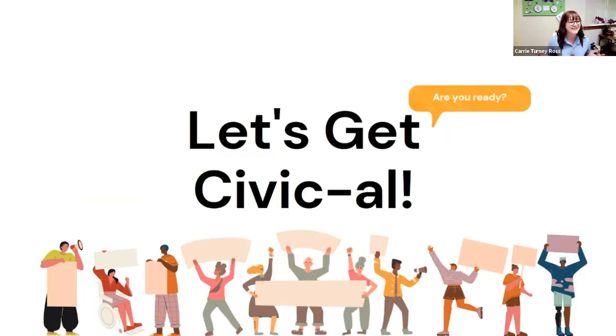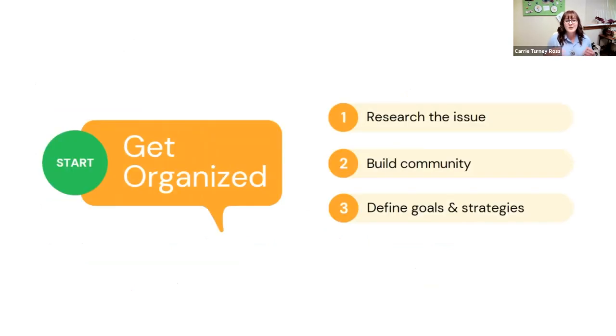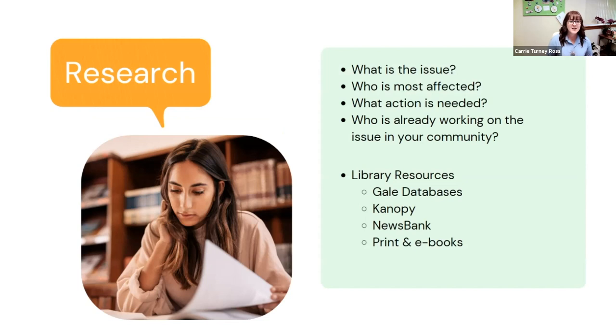So let's get civical. The first thing you need to do, this is where you should always start, get organized. You want to research the issue, you want to build your community, and define your goals and strategies. So research. You really want to get to the heart of the issue. What is going on that needs to be changed?